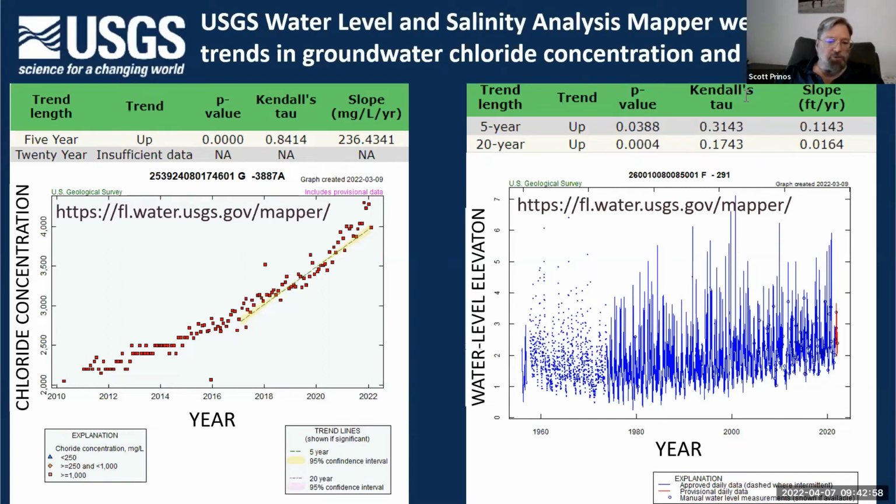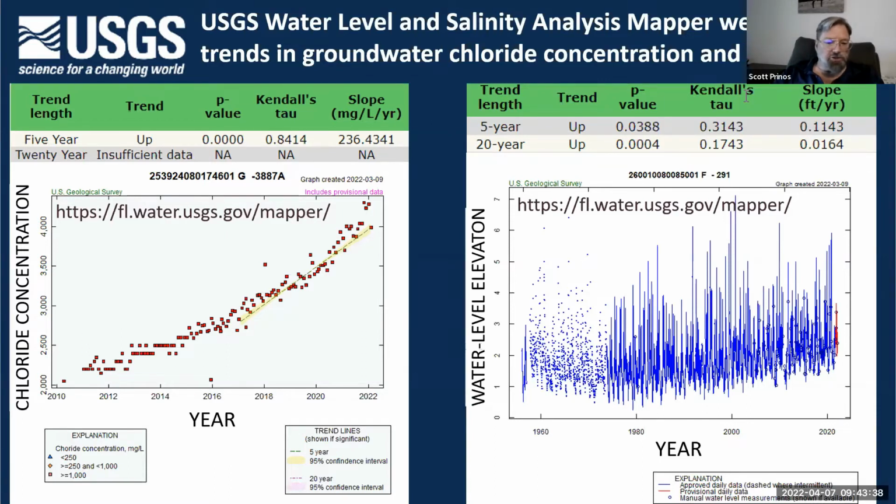One of the tools developed for water managers is the USGS Water Level and Salinity Analysis Mapper website. This website shows trends in groundwater chloride concentration and water levels. The graph on the left is a plot of chloride concentration of water samples collected from one of the wells that the USGS samples. Chloride is a key indicator of saltwater intrusion because salt consists of the ions sodium and chloride. You can see a clear-cut increase in chloride concentration through time in this graph. That indicates that the salt water is intruding at that location.